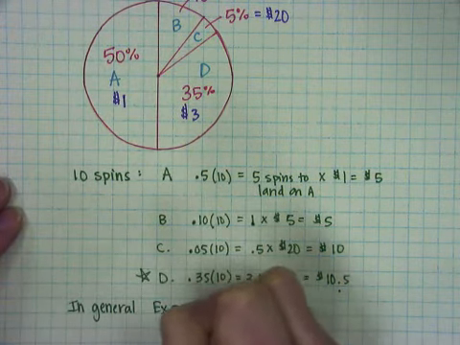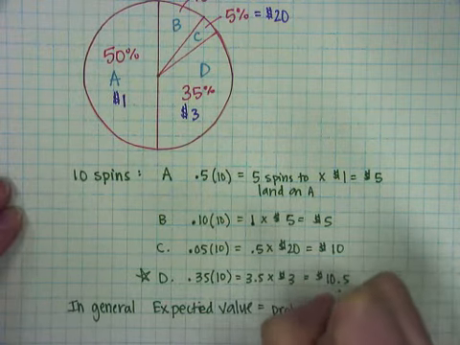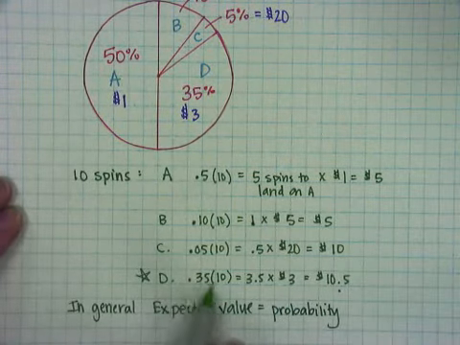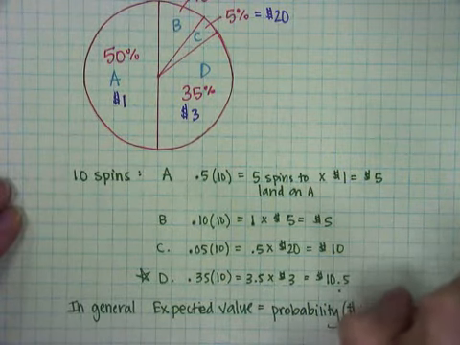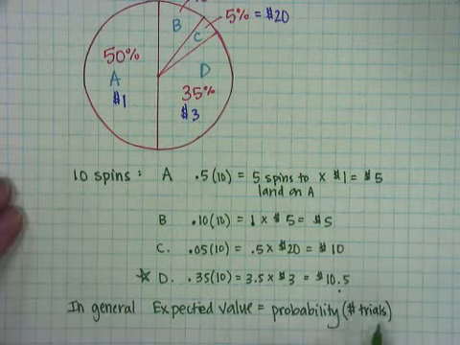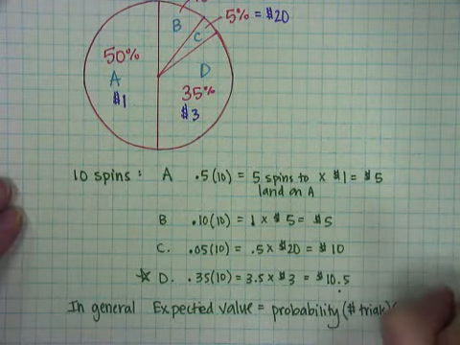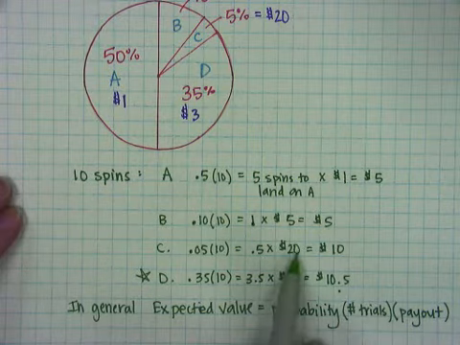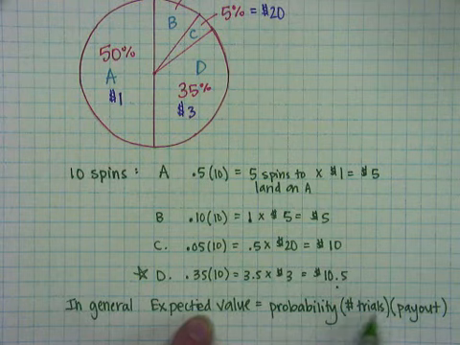Expected value equals your probability, that's the percentage that we are using, like 35% or 5% or 10%, times your number of trials, right? The number of trials was 10 spins in our case. And then you're also going to multiply it times the payout. That's where we get the $3 payout or $20 payout. So if you're trying to figure out how much something is going to pay you over a number of trials, you do the probability of it happening times the number of trials times the payout.